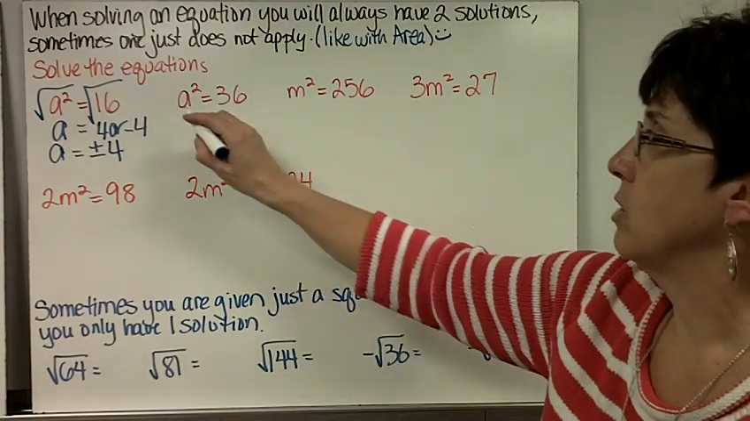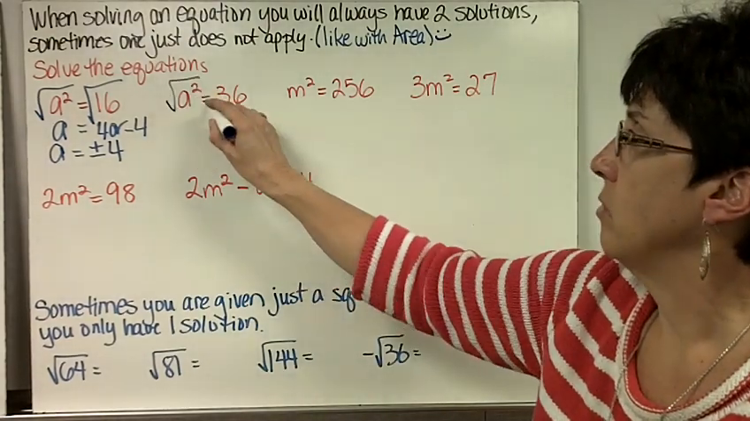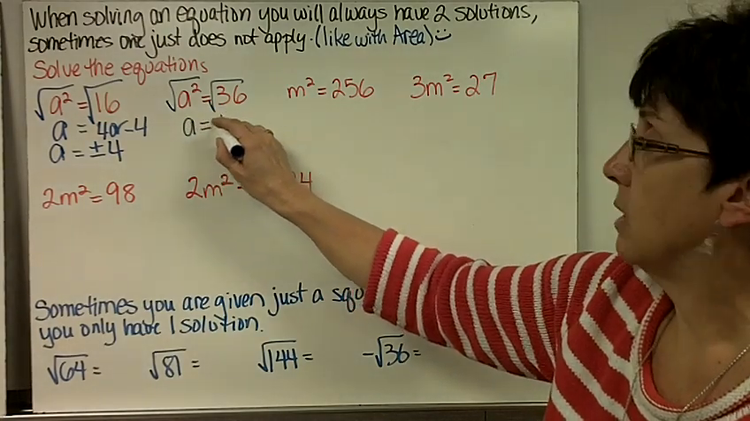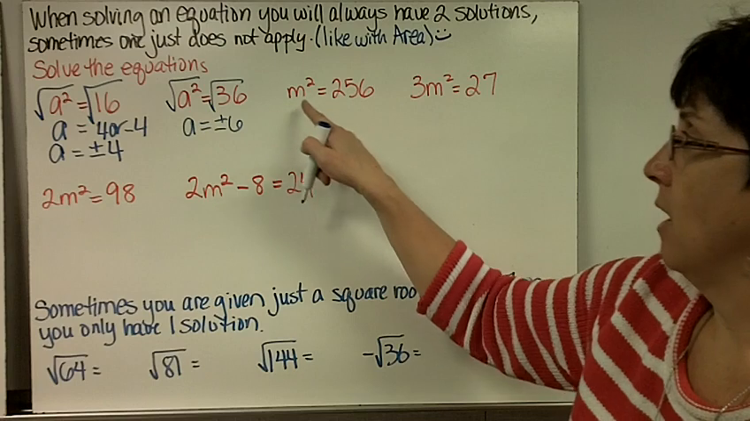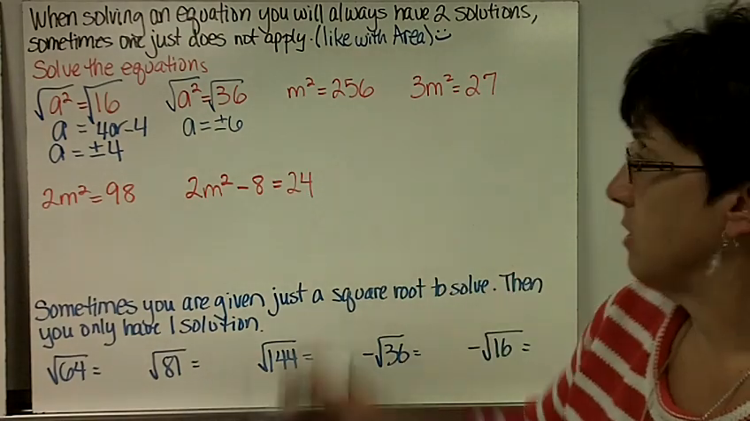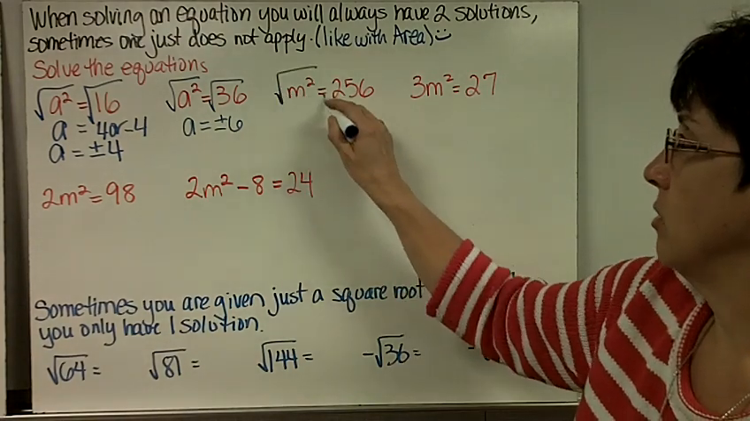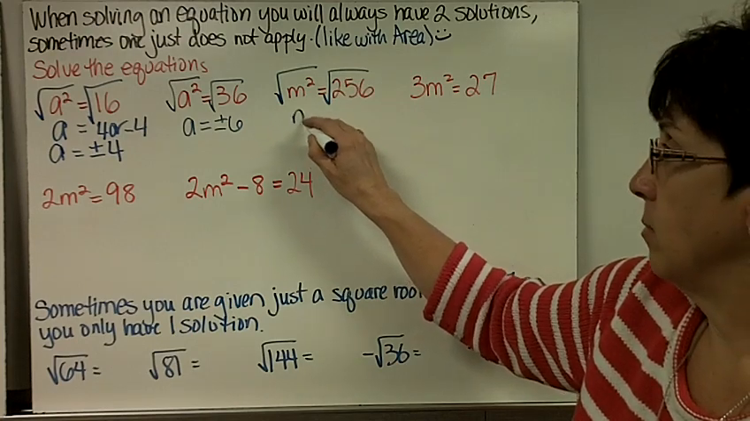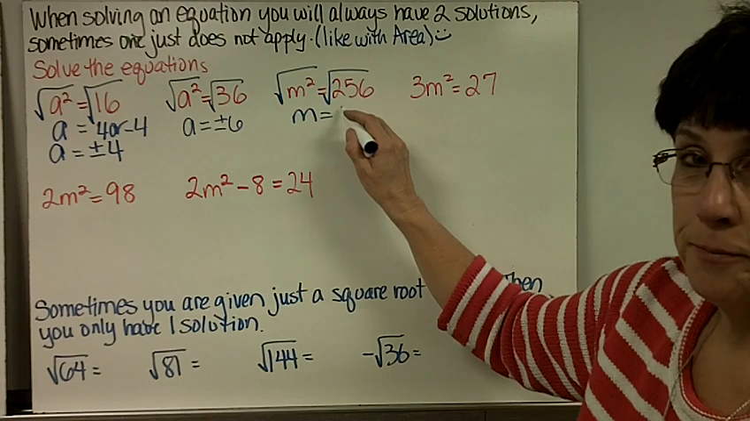All right, A squared equals 36. Take the square root. A equals plus or minus 6. How about M squared equals 256? Take the square root. The square root of M squared is M. And what's the square root of 256?